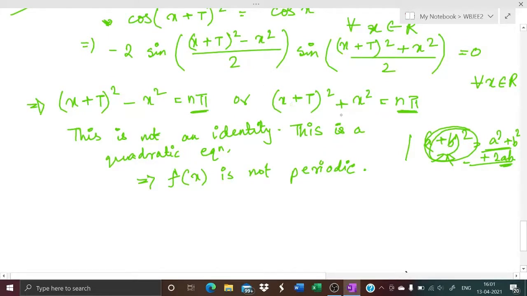Okay, this is not an identity. This is just a quadratic equation. This is not satisfied for all values of x and T. And the period is always constant. The period cannot change. The period of sin x is 2 pi. It is not sometimes 2 pi, sometimes pi, sometimes 0. That does not happen. So this cannot happen because this is not an identity. So your function f of x is not periodic.